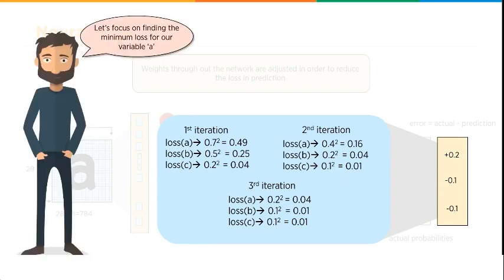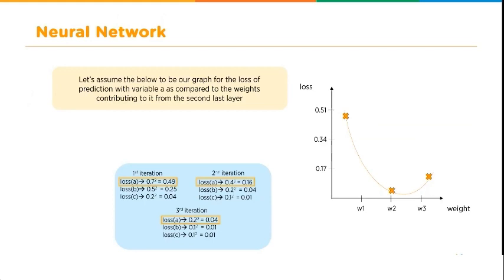So let's focus on the minimal loss for our variable A. And you can see here, we'll assume the graph below to be the graph for the loss of prediction with the variable A as compared to the weights continuing from the second layer. And we have our loss of A for 49, for 16, for 0.04. And you can see it makes this nice curve where we can guess where the bottom of this curve is. And I like on this graph that the curve doesn't rest on the x-axis. It doesn't rest at y equals 0, because you usually don't get that. You don't get a perfect fit on anything, or very rarely do you ever get a perfect fit.